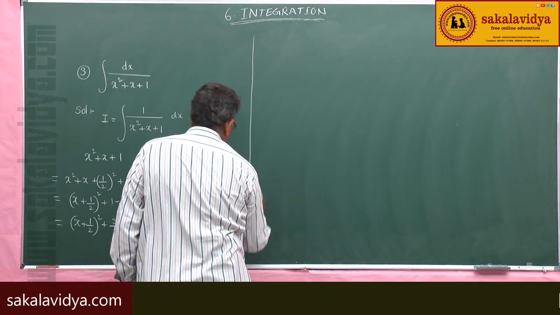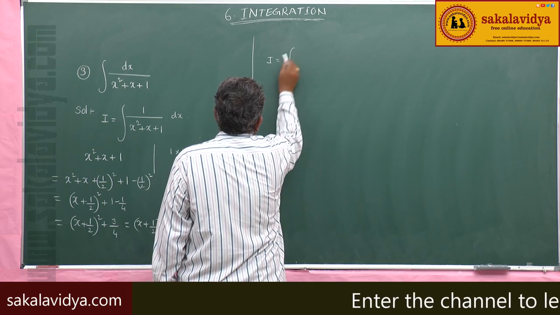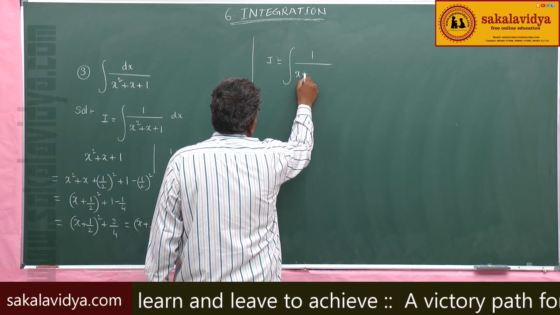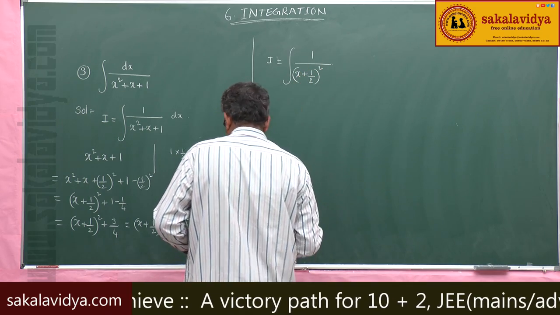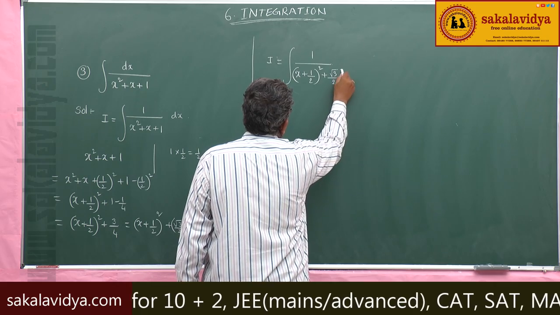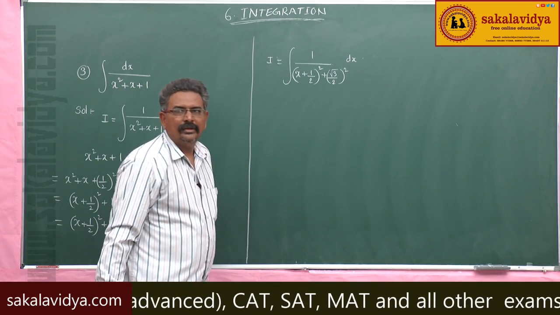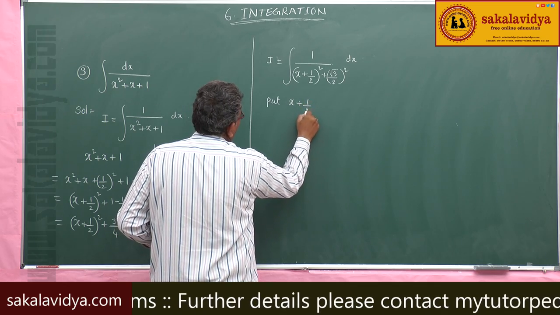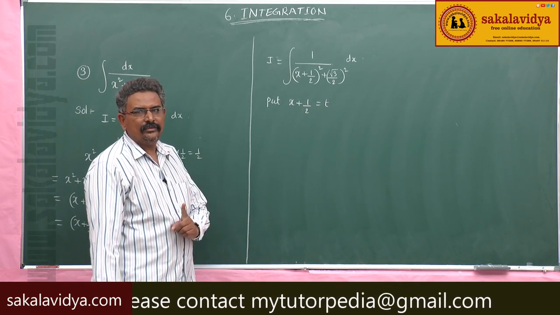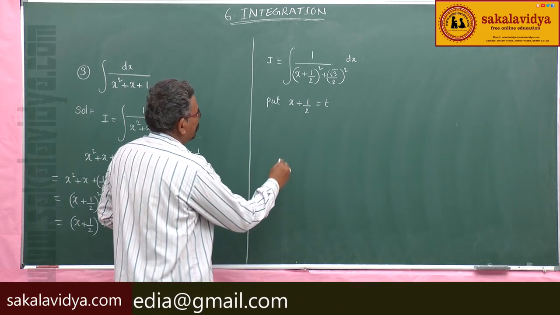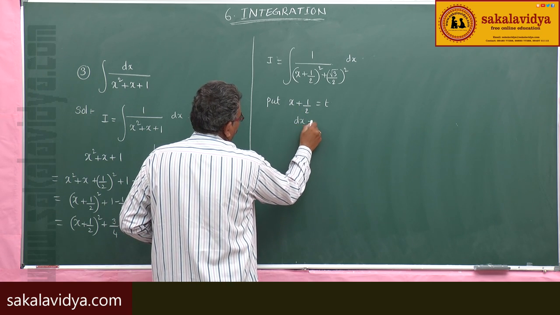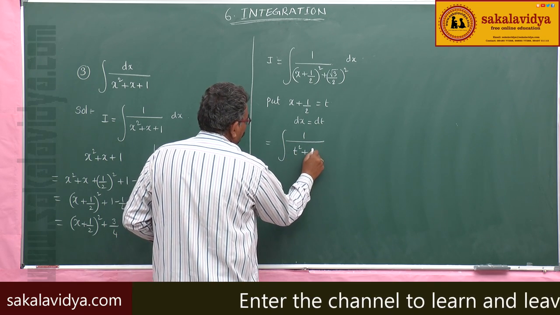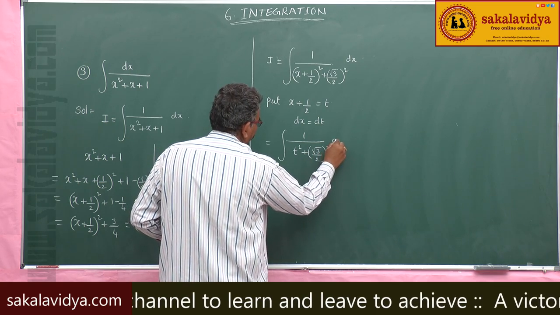Substituting, now I becomes integral 1 by x plus half whole square plus root 3 by 2 whole square dx. Second step, put x plus 1 by 2 is equal to t. Differentiate with respect to x. If you differentiate with respect to x, what do you get now? dt by dx is equal to 1, dx is equal to dt. Now this is integral 1 by t square plus root 3 by 2 whole square dt.